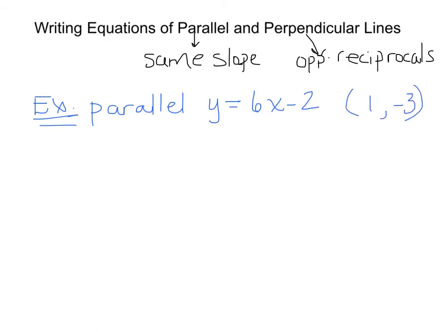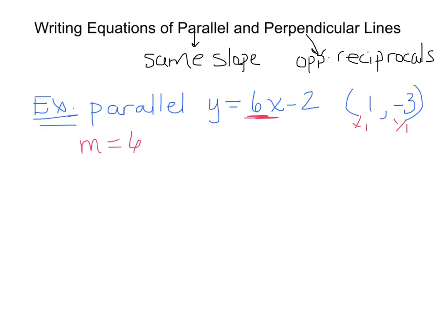So the only thing that we want to pay attention to in this equation is their slope. Because remember, parallel means that we're going to use the exact same slope, which in this case is 6. And then we have x1 and y1, and that would be our point. So what equation uses a slope and a point? Of course, that would be point slope.